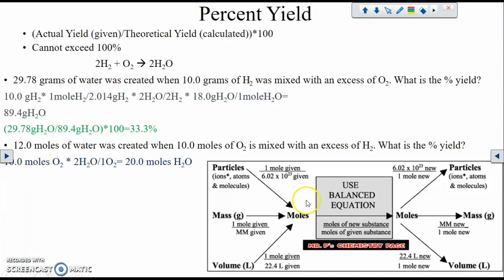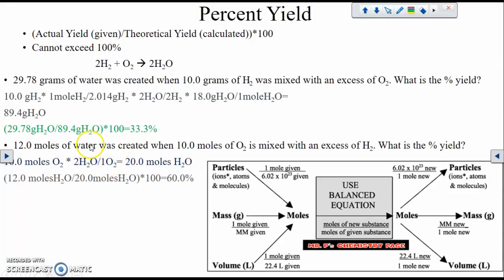10 moles, it's a mole-to-mole problem, which requires the use of the balanced equation once, right? If we use 10 moles of oxygen, according to the theoretical yield, we should get 20 moles of water. However, we only have 12 moles of water. So if we do the same math, actual yield divided by theoretical yield, this process gives us 60% yield in this case.